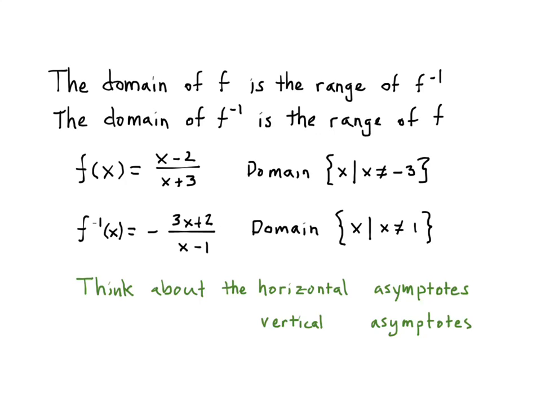And we found that confirmed by the domain of the inverse says that x can't be 1. So when you translate that into the range of the function, then we have the horizontal asymptote. So the vertical asymptotes turn out to be the horizontal asymptotes of its inverse and vice versa.